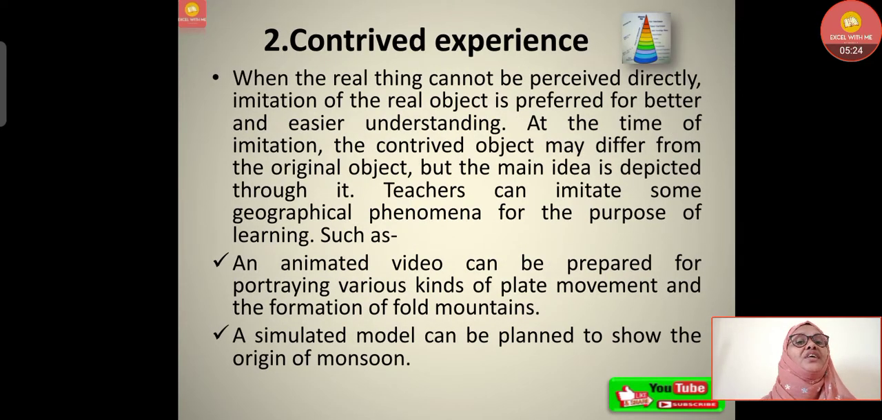Then comes the contrived experience. When the real thing cannot be perceived directly, imitation of the real object is preferred for better and easier understanding. We cannot all the time take the real things.